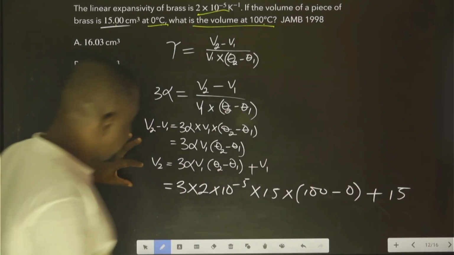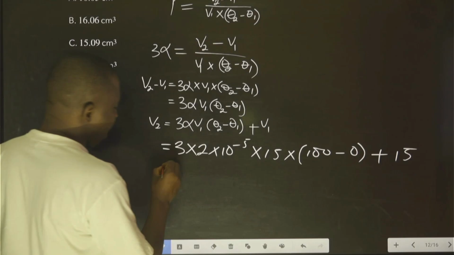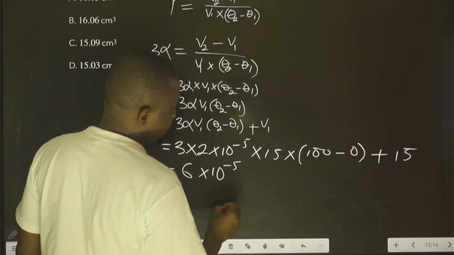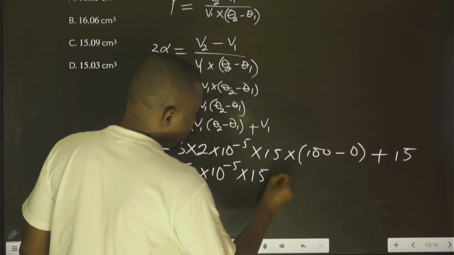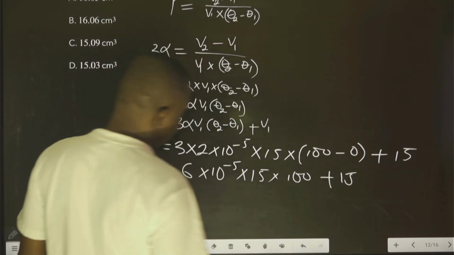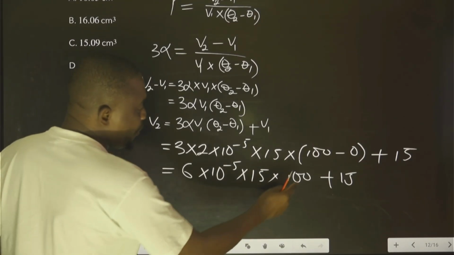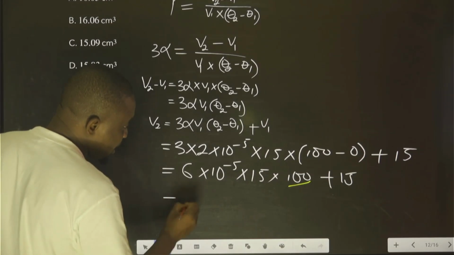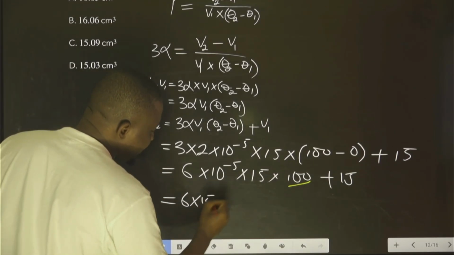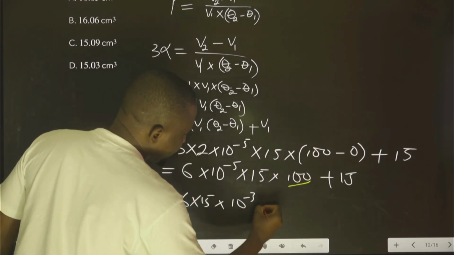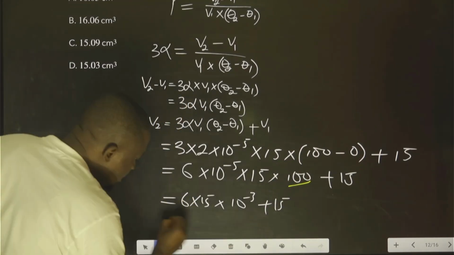Okay, that's all. Now we can solve to have 6, 100 plus 15. You agree with me? We have 2 0 here. We have minus 5 here. So we can reduce it to say 6 times 15 times 10 raised to the power minus 3 because of this 100. Okay? This is 90.